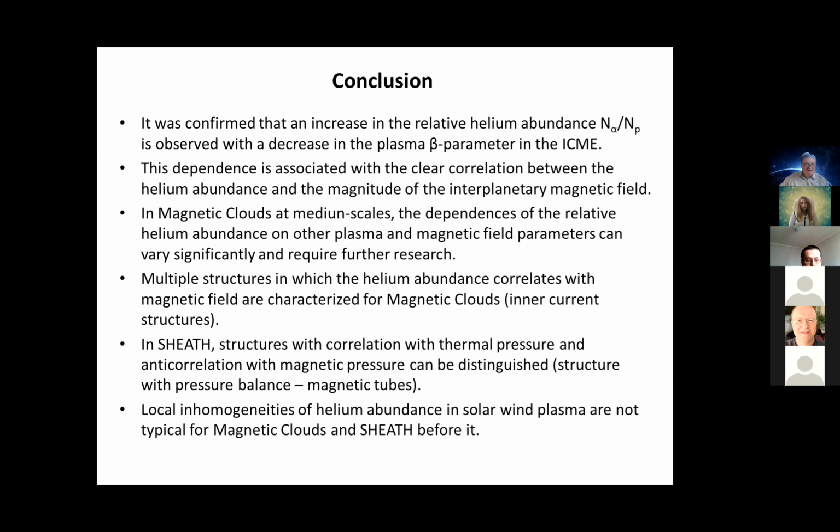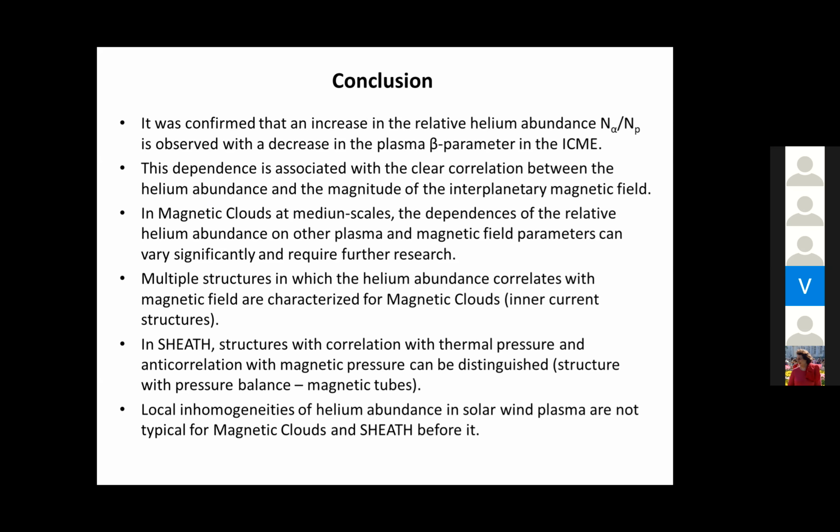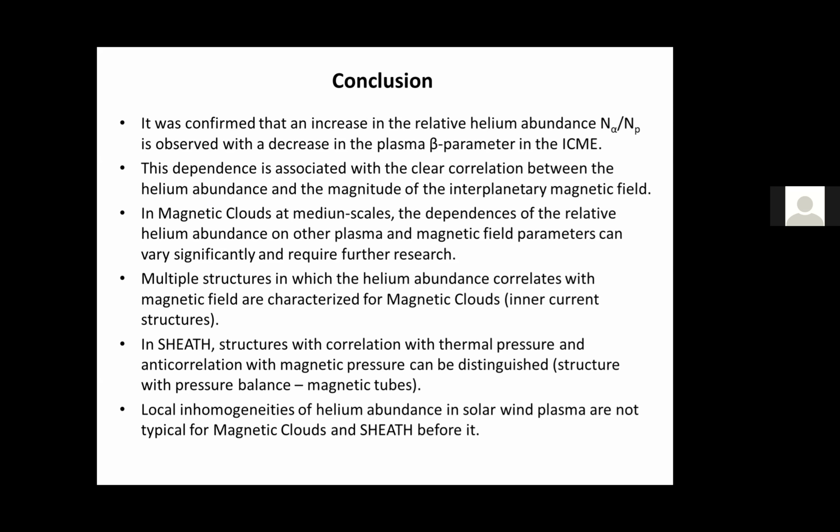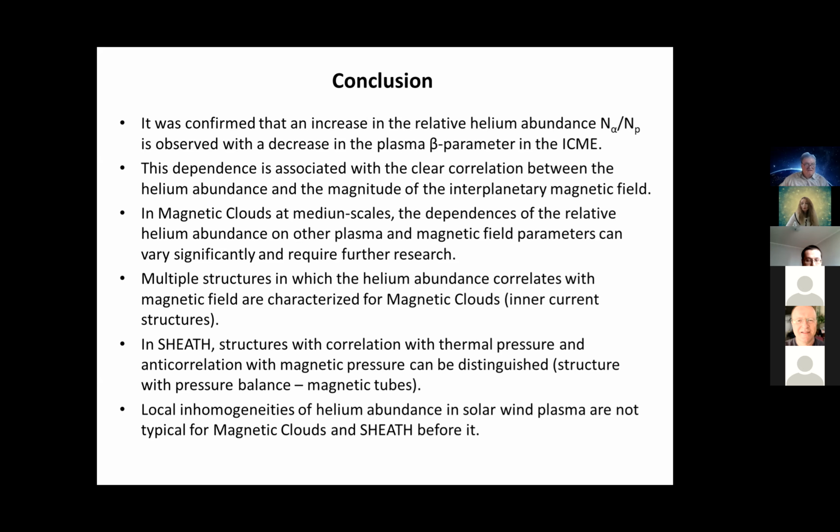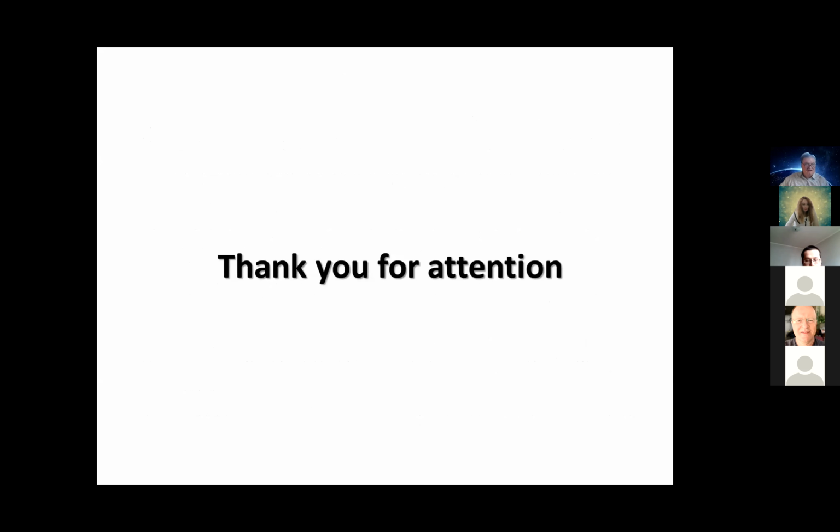Multiple structures in which the helium abundance correlates with magnetic field are characterized for magnetic clouds. In sheath structures, correlation with thermal pressure and anti-correlation with magnetic pressure can be distinguished. It is also shown that local inhomogeneities of helium abundance in plasma are not typical for magnetic clouds and sheath before it. Thank you for your attention. If you have any questions, I will try to answer them.